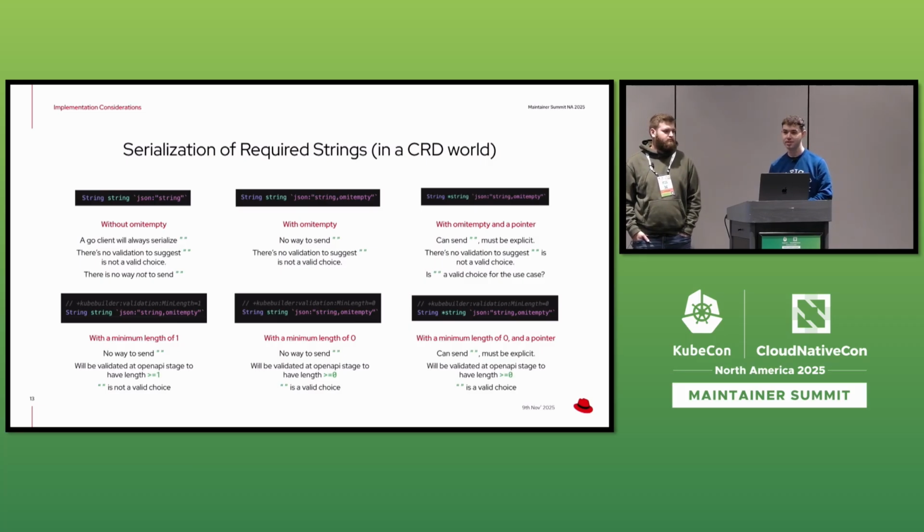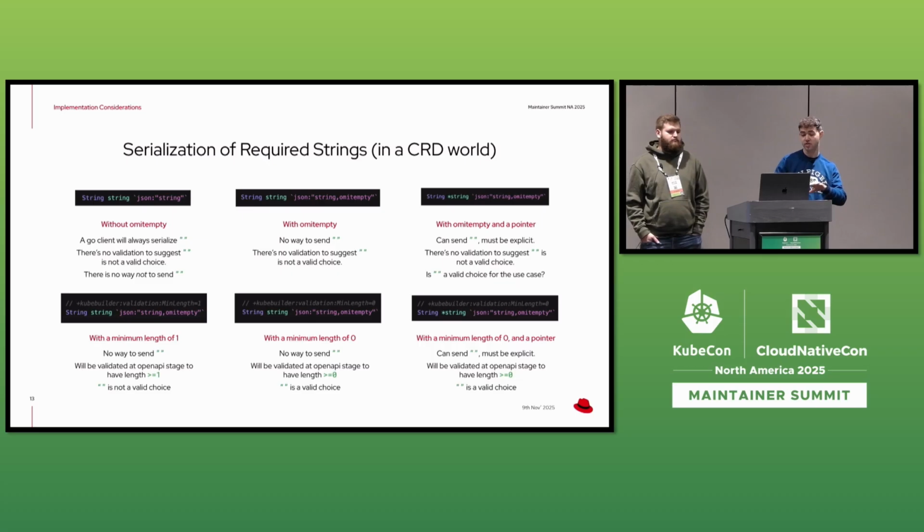But is that right? We don't actually know in this case whether the empty string is a valid user choice or not. If we move and add omitempty, then there is no way to send the empty string, which again might be correct, but we don't currently know because we've got no validation here. Moving across to the pointer version on the top right, now you can send the empty string, and that must be an explicit choice. That's fine, but we, again, don't know about the use case.